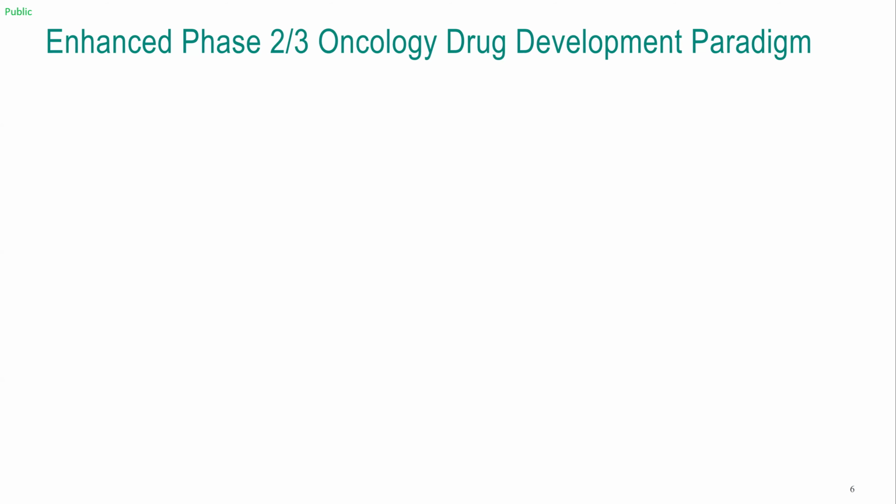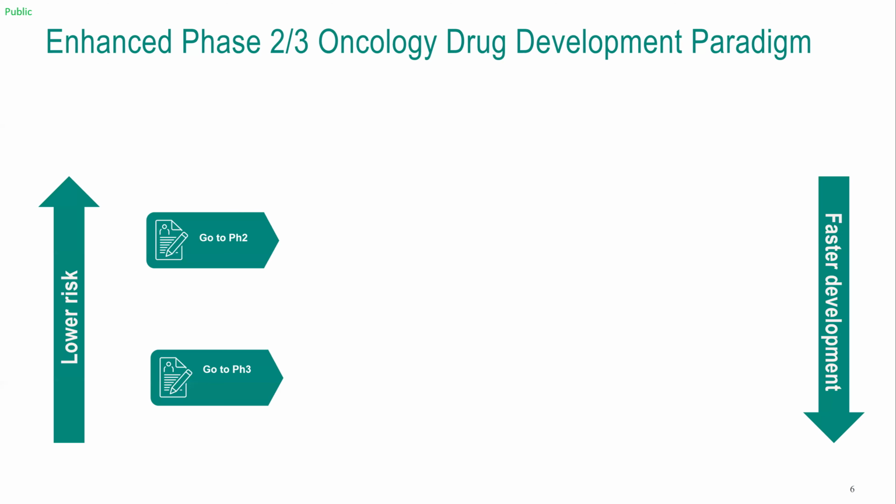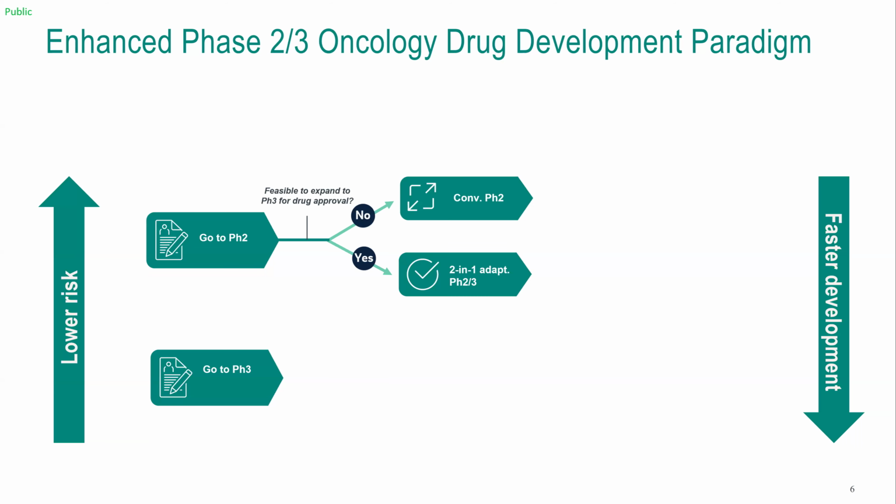Well, instead of having to debate whether to go to phase 2 or phase 3, which has different risk propositions and different implications on the timeline, now you start to think about other options. For example, if you really want to go to phase 2, you ask yourself whether it's feasible to expand to phase 3 in the middle of the trial for potential drug approval. If the answer to that is yes, then you can consider this 2-in-1 design strategy by specifying it in the protocol. Otherwise, you just go with the conventional phase 2.